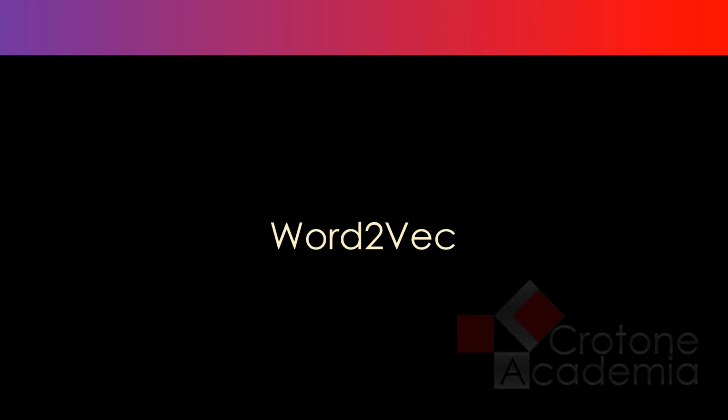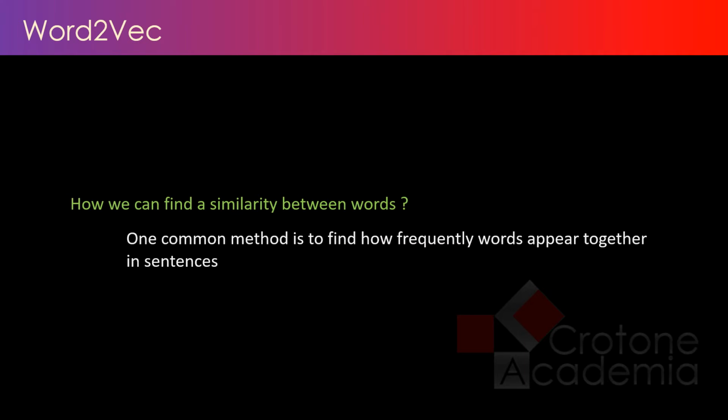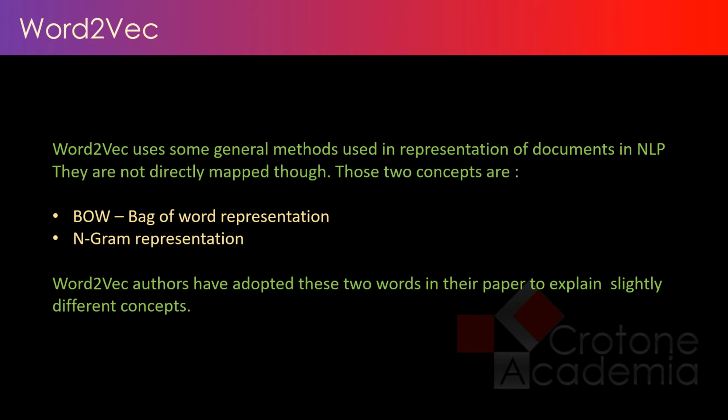Now let's try to understand how Word2Vec works. To find a similarity between words, one of the most common methods is to use the frequency that words appearing together in sentences. Before going into details of Word2Vec, let's understand two methods used to represent information in documents in a numerical manner. Those are bag of words representation and n-gram representation. Word2Vec uses similar wordings to explain slightly different ideas. To make these differences clear, first we explain the bag of words representation and n-gram representation.